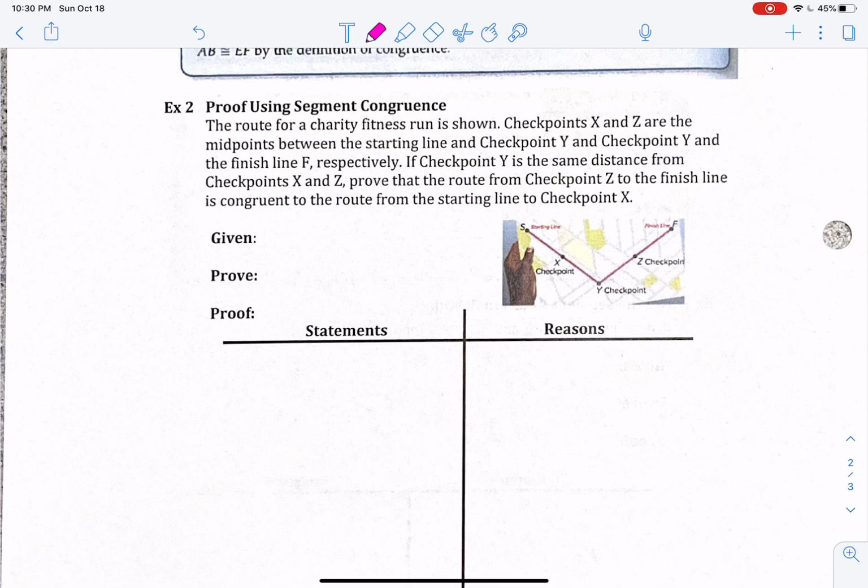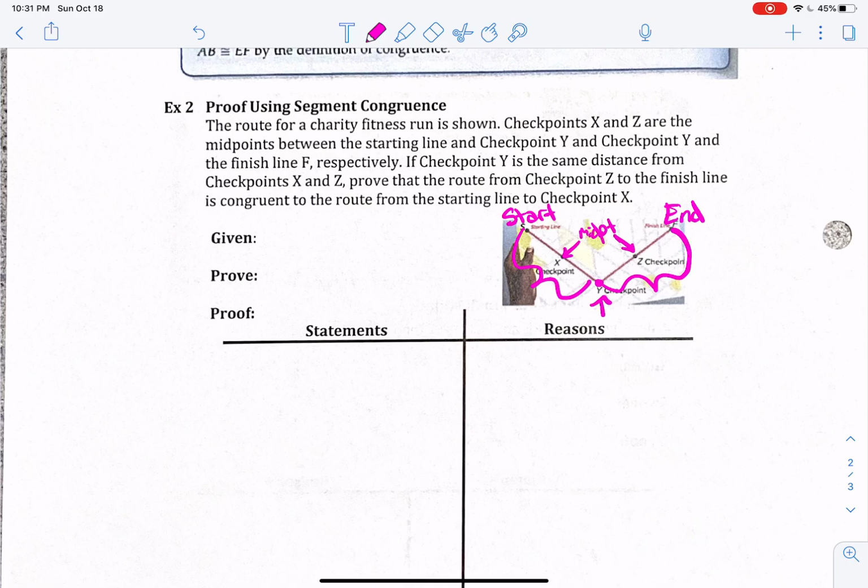Down here, the route for a charity fitness run is shown. Checkpoints X and Z are the midpoints between the starting line and checkpoint Y and the finish line. Okay, so this is the start. This is the end or finish. And then this is the middle between the two, but it's not a midpoint technically because it doesn't go in a straight line. So this is the midway stopping point. And then it says X is the midpoint of this segment here, and Z is the midpoint of this segment here.